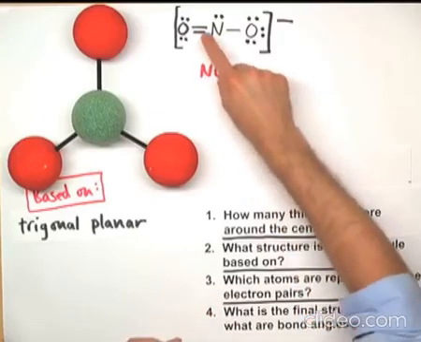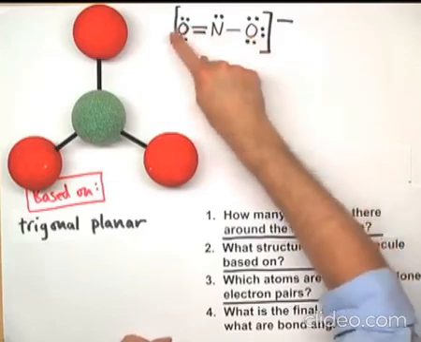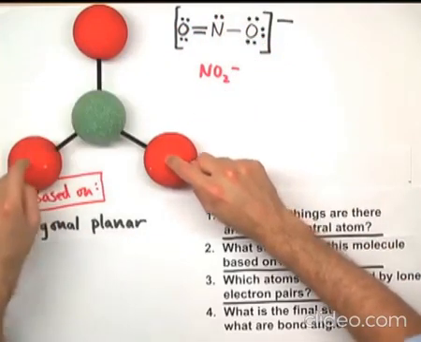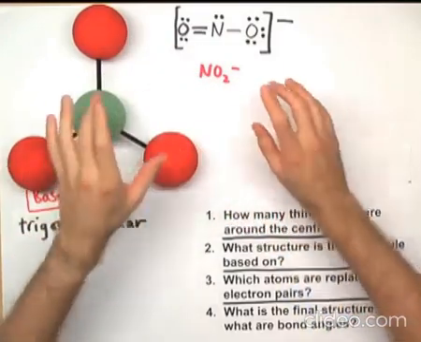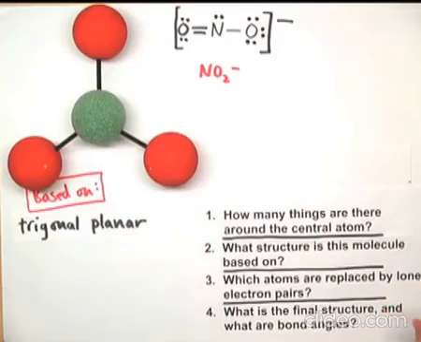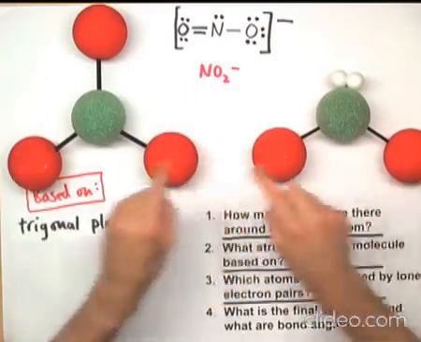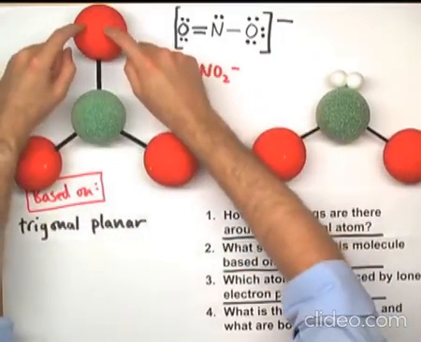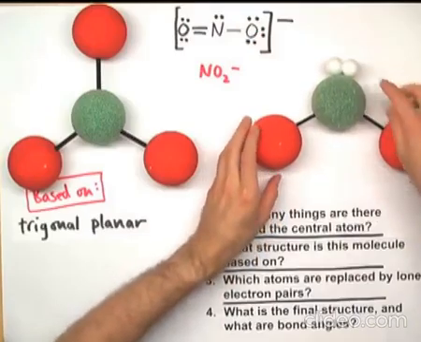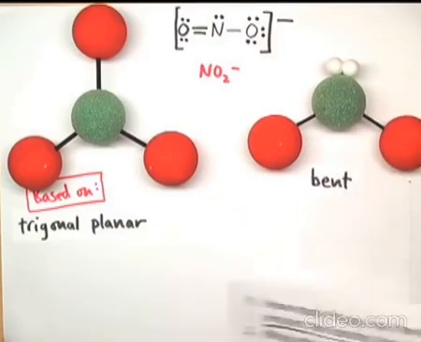So NO2 has two bonds to oxygen, these two oxygens, but then it has this lone electron pair. So that means that one of these three atoms is replaced by a lone electron pair in NO2. So the structure is going to look like this. Look at how similar it is to the trigonal planar shape, but this atom here has been replaced by the unshared electrons that are up there.